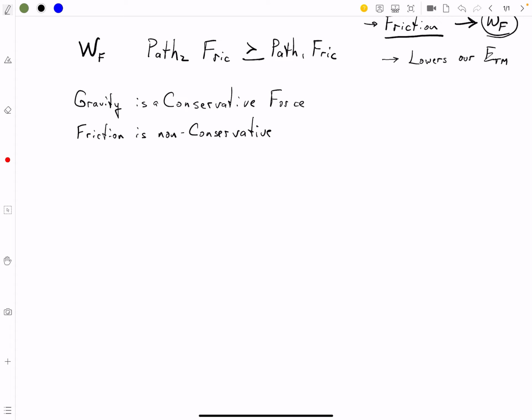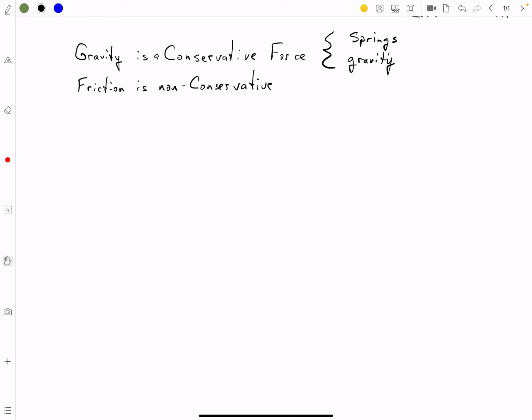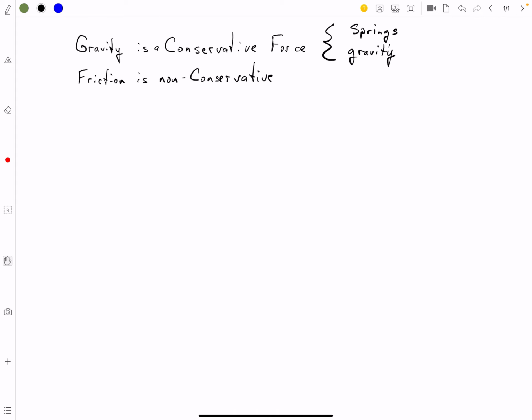Pretty much the only two that we'll see that are conservative, and I've talked about this a little bit before, are springs, which are conservative, and gravity. Those are our two. Friction certainly is non-conservative, and you'll find that there may be others as well. But we're just going to specifically talk about friction first, though.